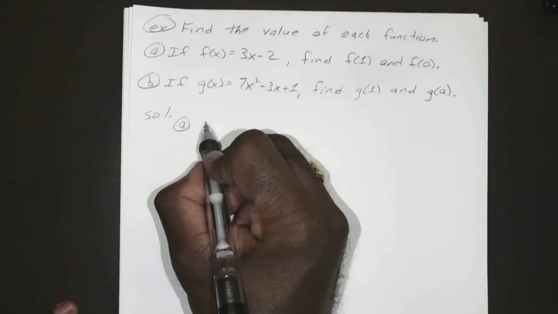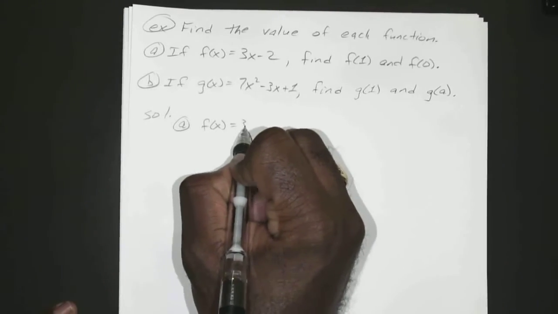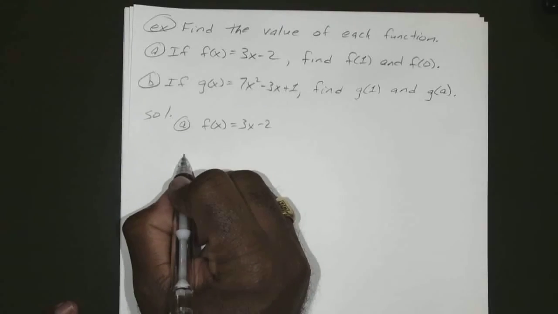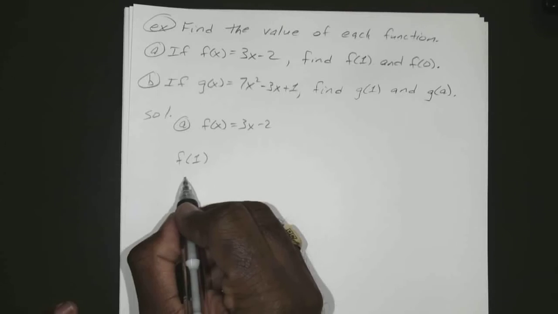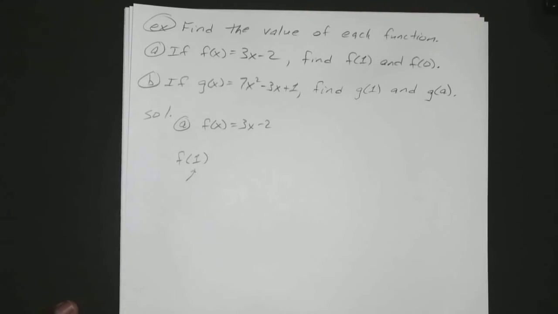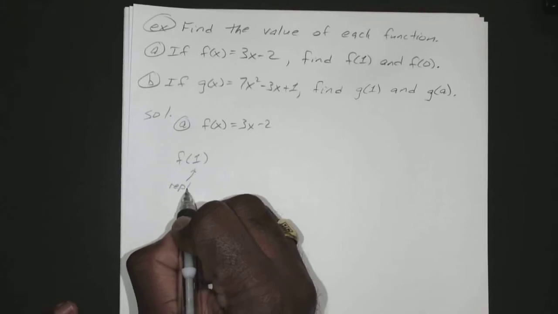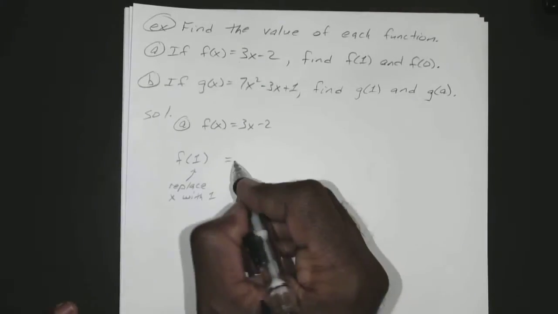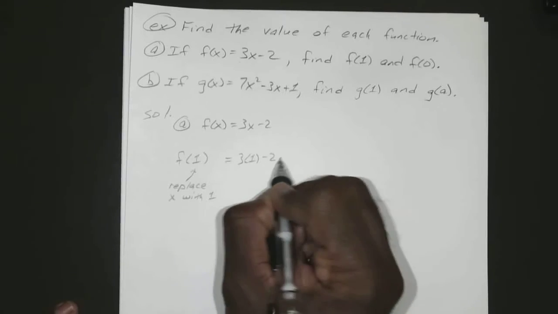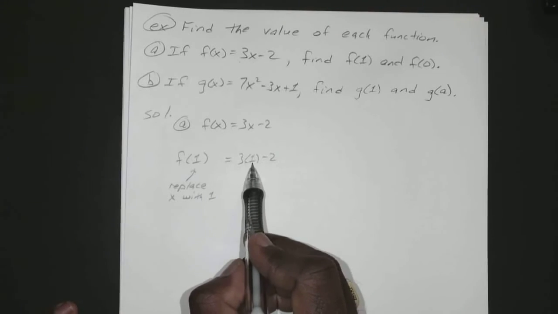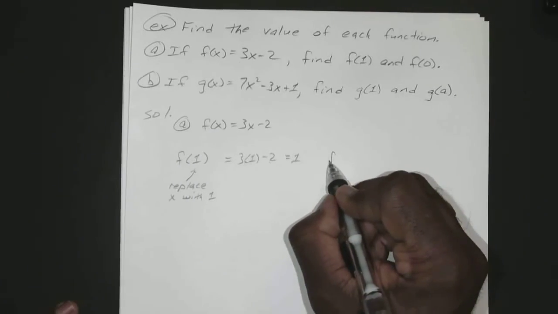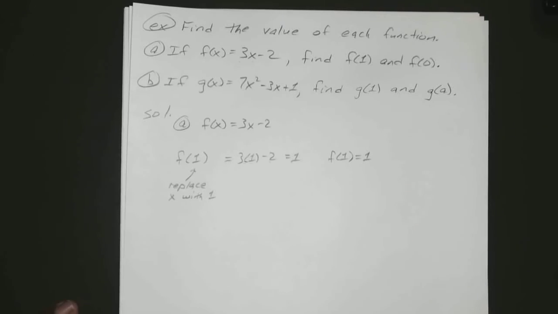So for a, f of x equals 3x minus 2. So to solve for f of 1, all you have to do is replace every x with 1. That's all it's telling you. So that's just going to be 3 times 1 minus 2. Okay, so 3 times 1 is 3. 3 minus 2 is 1. So we know that f of 1 is equal to 1.